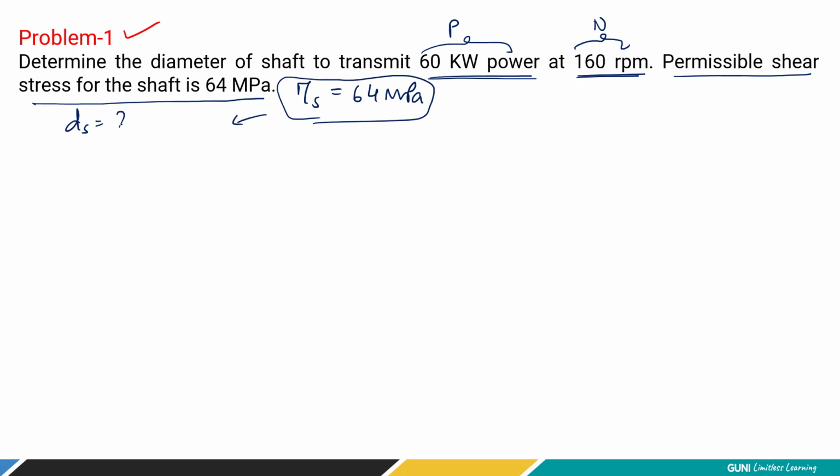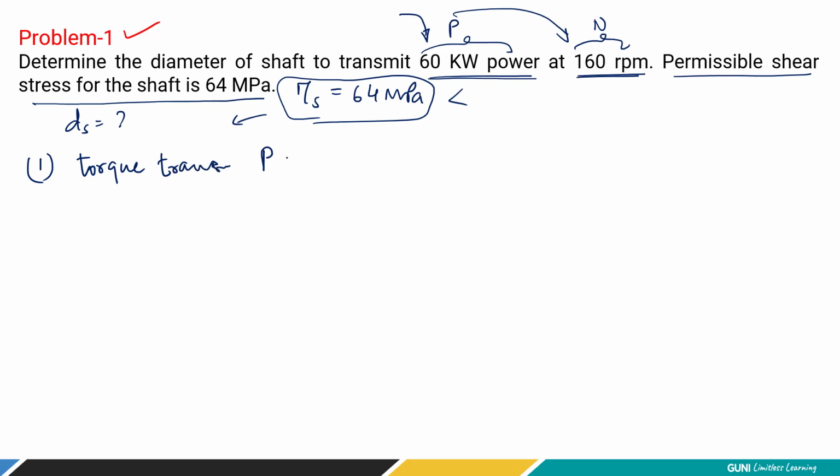तो कितना रखना पड़ेगा? So because of that, it is going to give you the power transmitting capacity of 60 kilowatt at this much speed. Still, it is limiting to 64 megapascal, right? So let's find the first stage. So torque transmitted, वो हमें find करना पड़ेगा.